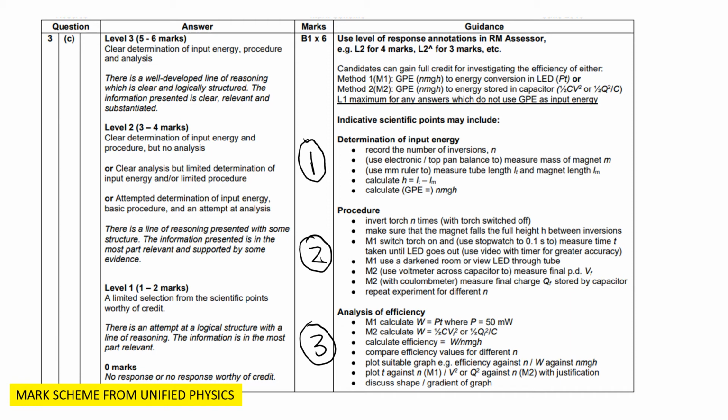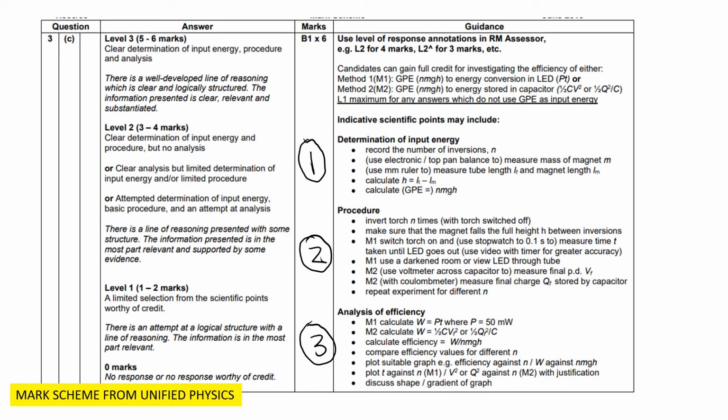And then the procedure, right? The procedure is number 2. This is about electromagnetism and capacitance. So the procedure will be to invert the torch n times, make sure the magnet falls the full height h between inversions, switch torch on, use stopwatch to 0.1 seconds, so this is the resolution, to measure the time t taken until LED goes out, use a darkened room, measure the final potential difference, measure the final charge stored by the capacitor, repeat experiments for different n.